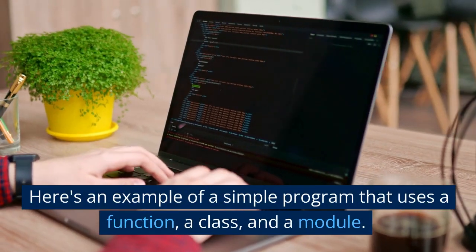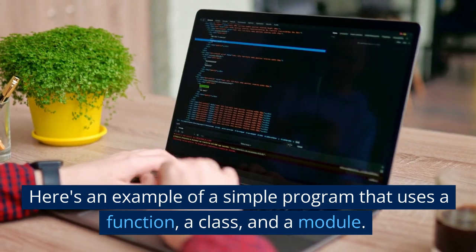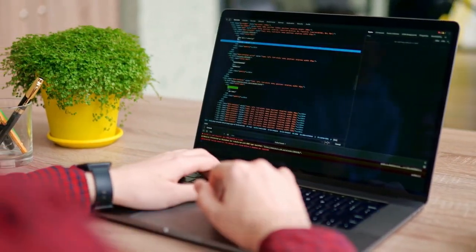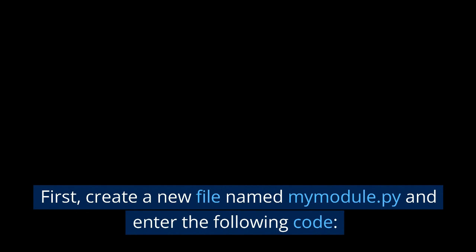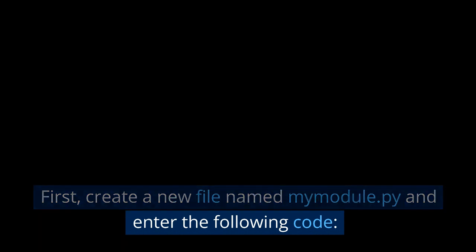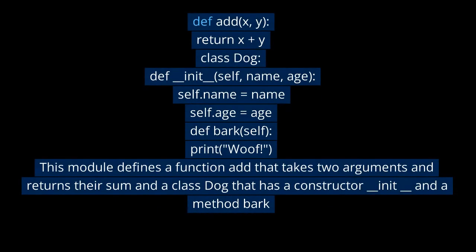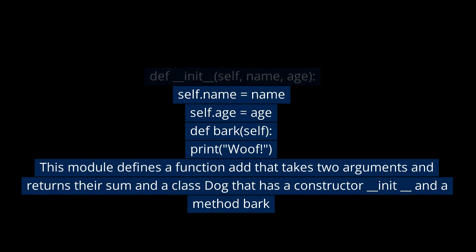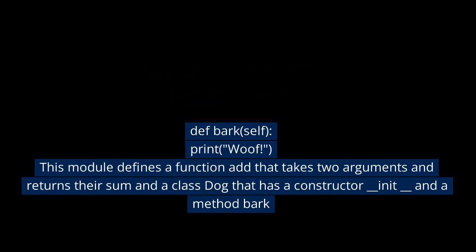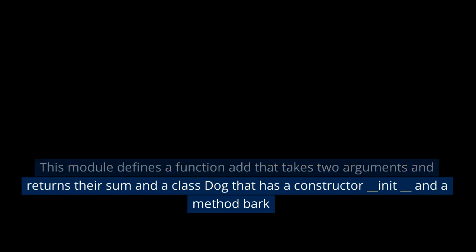Here's an example of a simple program that uses a function, a class, and a module. First, create a new file named mymodule.py and enter the following code. def add(x, y): return x + y, class Dog: def __init__(self, name, age): self.name = name, self.age = age, def bark(self): print("woof"). This module defines a function add that takes 2 arguments and returns their sum and a class Dog that has a constructor __init__ and a method bark.